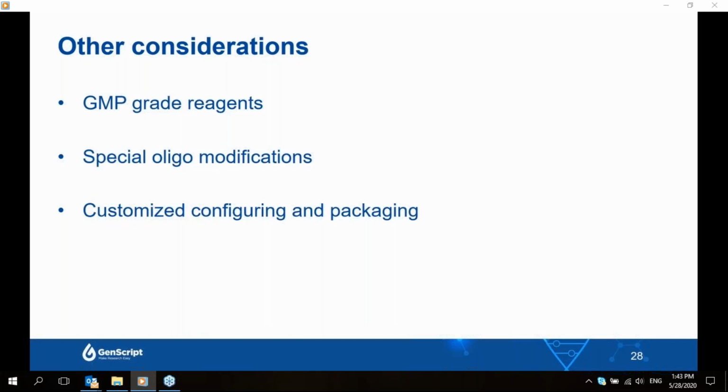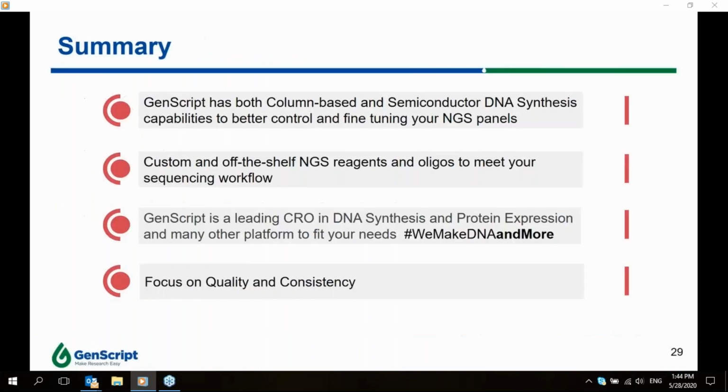And lastly, I just couldn't speak enough about how customizable we are in terms of the services and products we offer. So please do reach out to us if you have any questions or special requests about any NGS and oligo related requests.